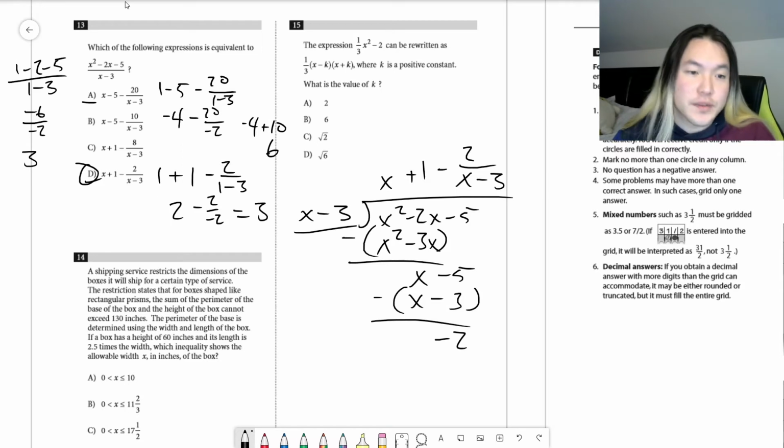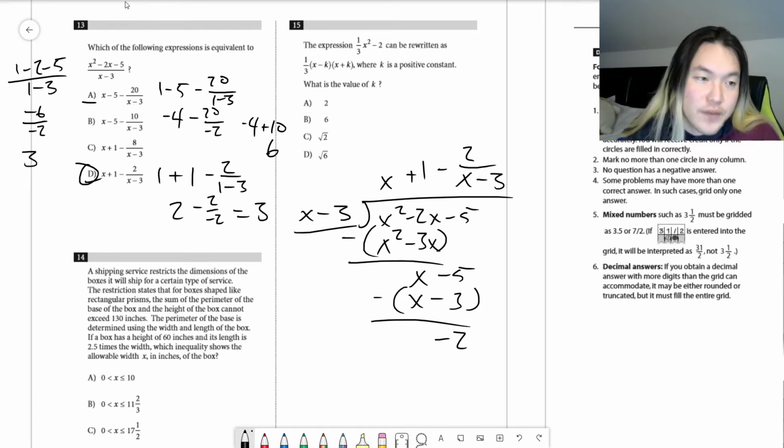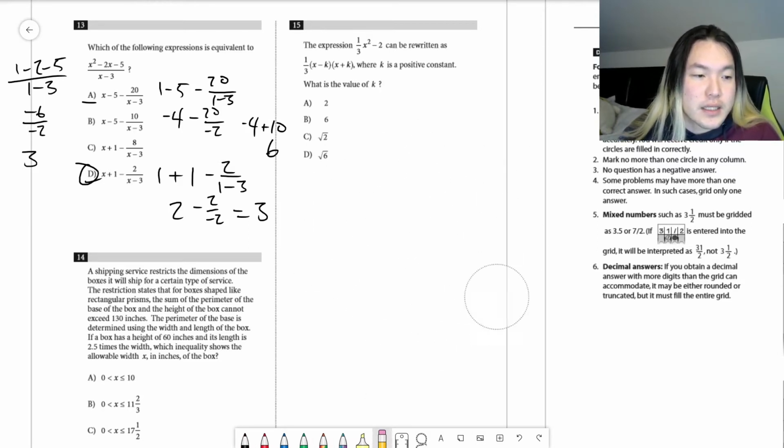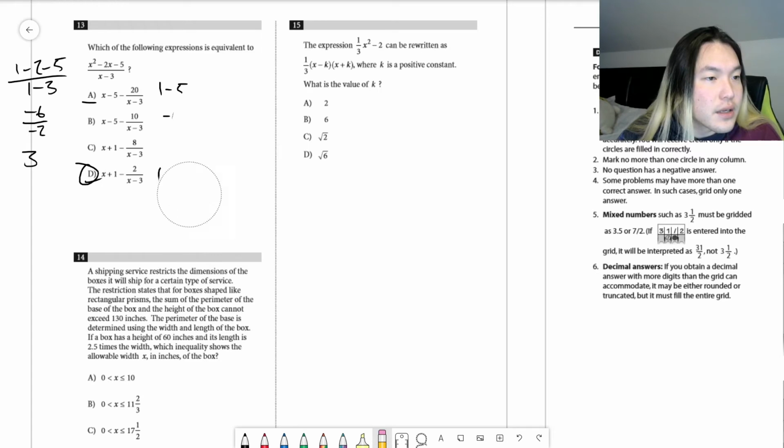If you're handy with polynomial division, it can actually be faster than plugging in the numbers. But if you're not super confident with polynomial division, you can always try plugging in 0 or 1 to see which one of these answers matches up with the original expression. Not too bad, pretty hard. I think it's going to get harder. Let's take a look at 14.